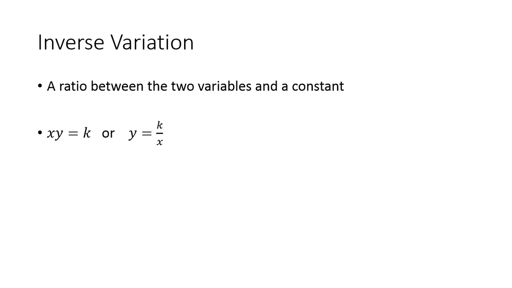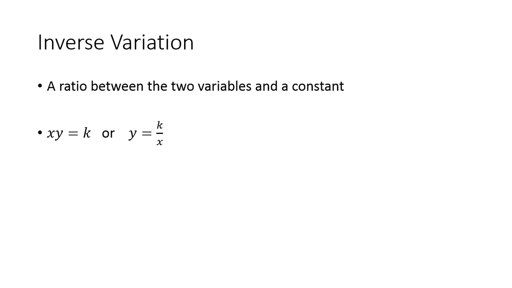Now what we're going to be looking at in this whole section is your inverse variation. Your inverse variation is basically a ratio between two variables and a constant. There are two different ways that it can be written. One is to find k, which is the multiplication of your x and y. If you multiply your x and y together, they should always get the same constant.